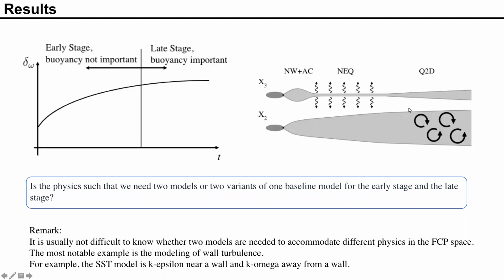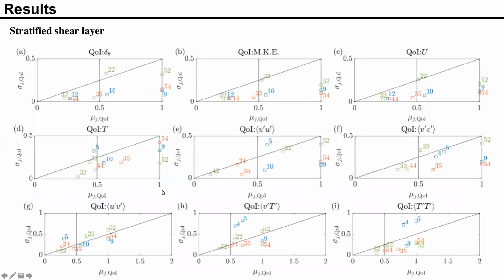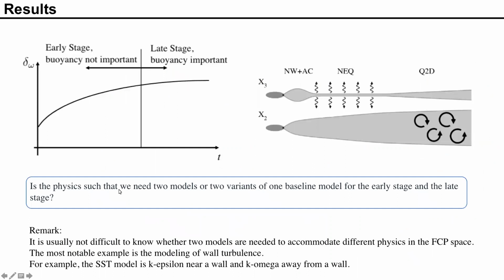Now, I recall Dr. James Riley asked this question. Is the physics such that we need two models, or two variants of one baseline model, for the early stage and the later stage? And I think this methodology gives a formal answer to that question. Because we have high inconsistency, we should have two models. We indeed should have two models to handle two different regimes. Now I want to put a remark here.